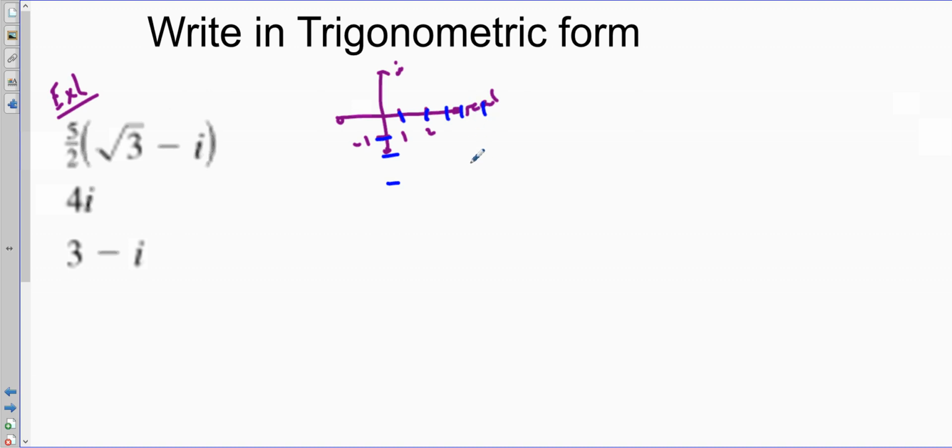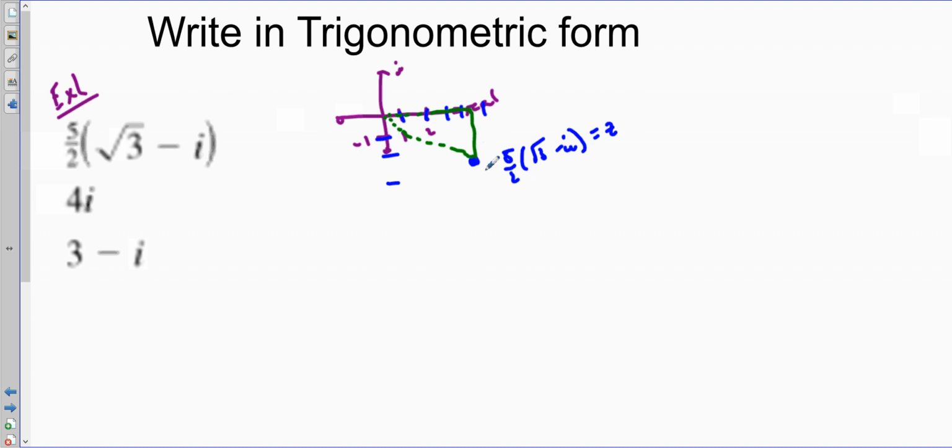And so right there is our complex number of 5 halves times the square root of 3 minus I. Okay, and we can label that Z, and that's what we have there. Now, from here we realize this is in the fourth quadrant, and we can see what type of triangle this is going to be.